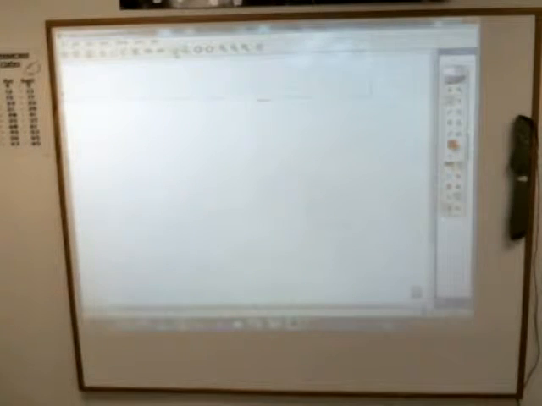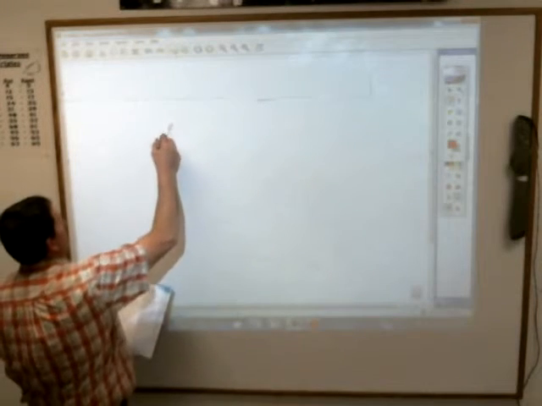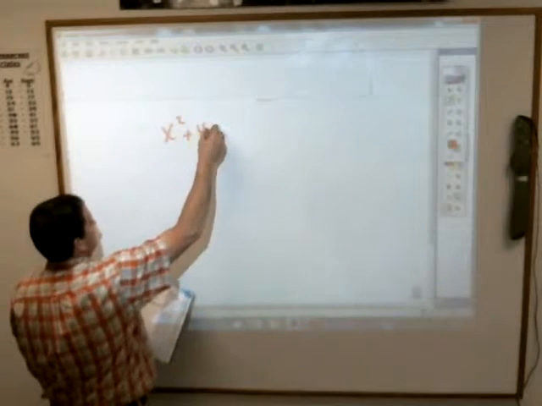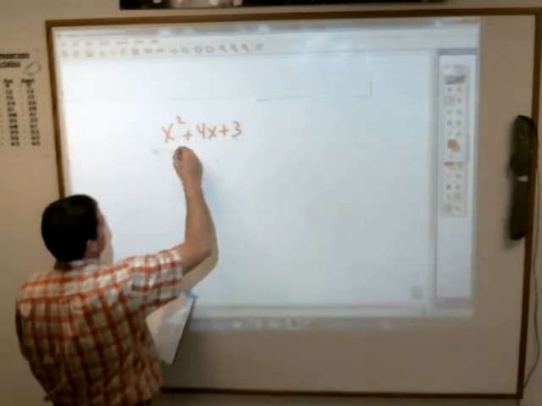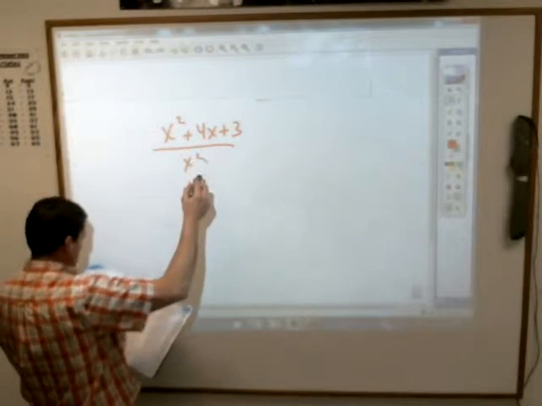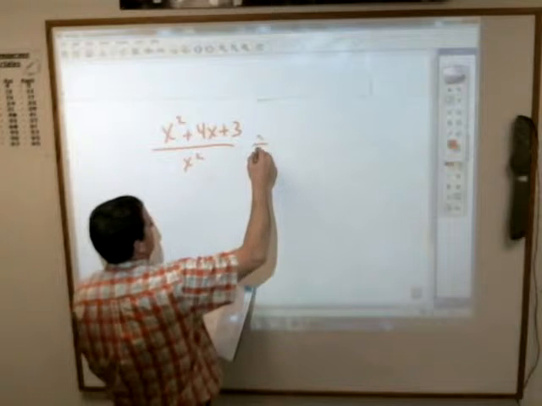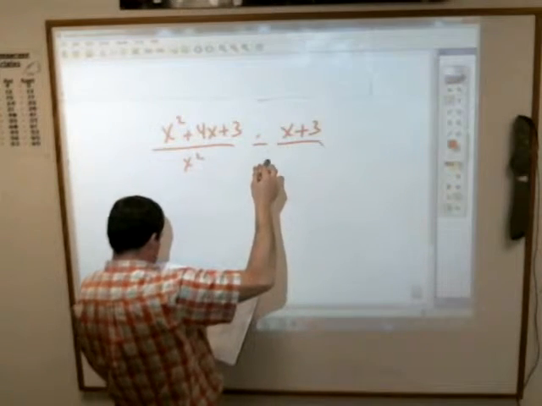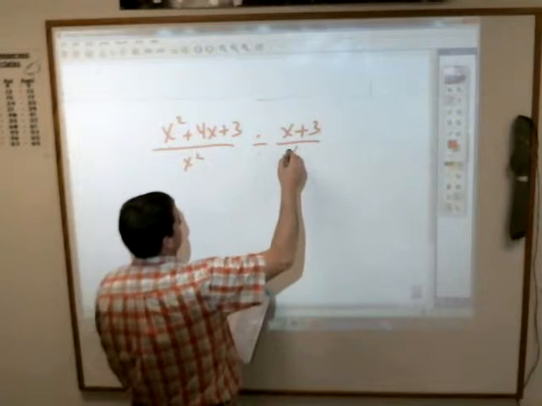Okay, with that being said, let's look at this one. You wanna get harder? Oh, that was just a piece of cake one. x squared plus 4x plus 3 over x squared divided by x plus 3 over x.